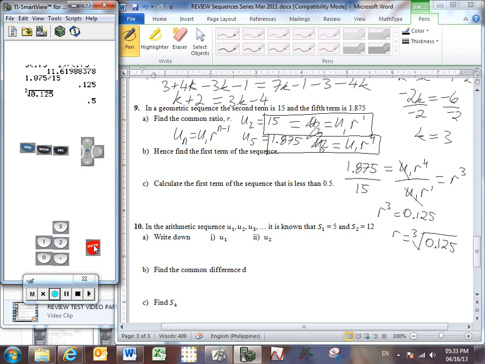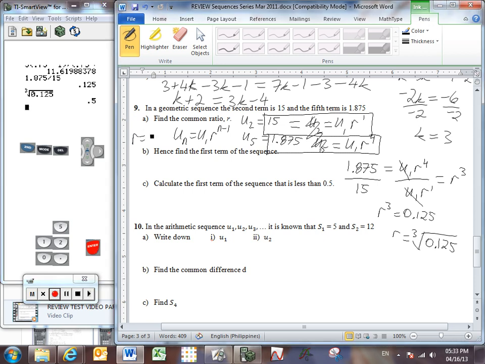I got an r value of 0.5, and that's my answer for part A, 0.5.